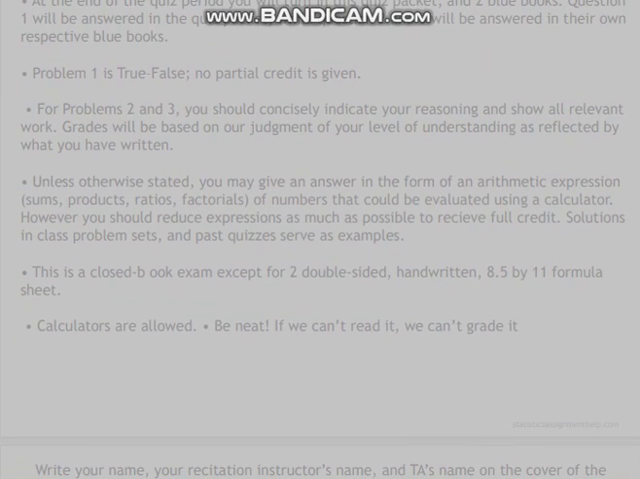At the end of the quiz period, you will turn in this quiz packet and 2 blue books. Question 1 will be answered in the quiz packet, while questions 2 and 3 will be answered in their own respective blue books. Problem 1 is true/false, no partial credit is given. For problems 2 and 3, you should concisely indicate your reasoning and show all relevant work. Grades will be based on our judgment of your level of understanding as reflected by what you have written. Unless otherwise stated, you may give an answer in the form of an arithmetic expression.